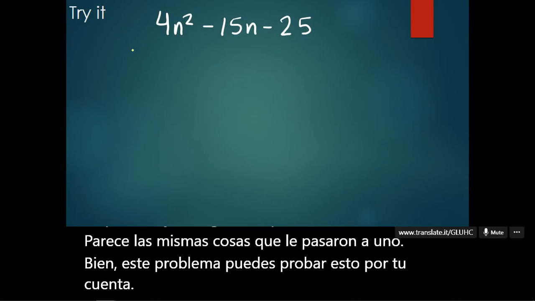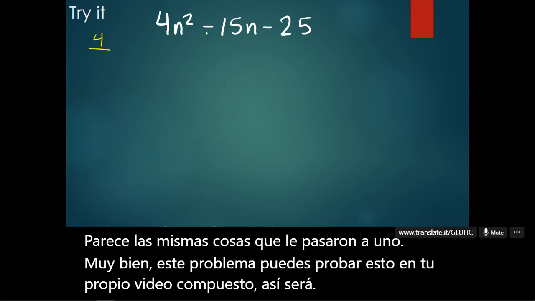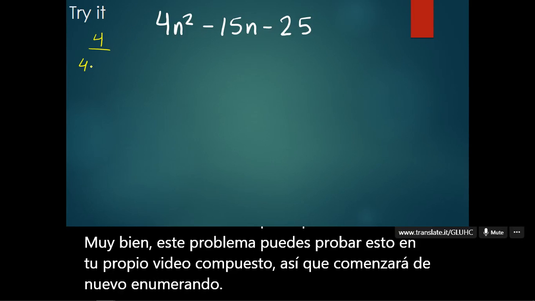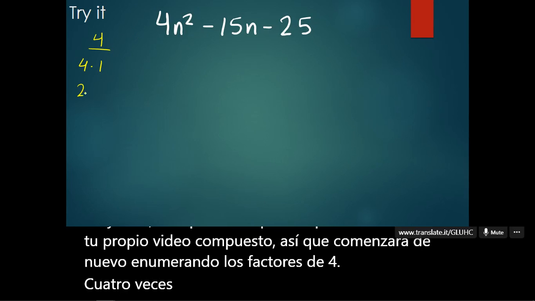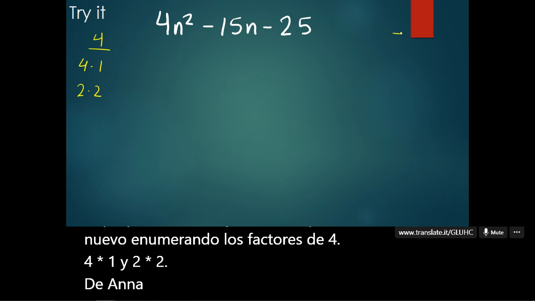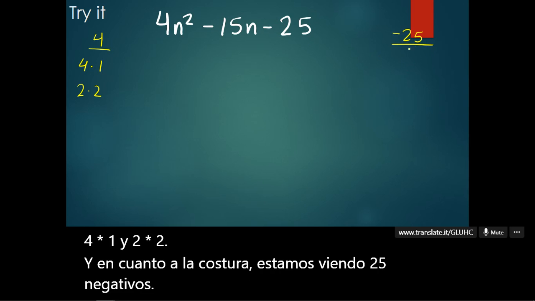So we'll begin again by listing out the factors of 4. 4 times 1 and 2 times 2. And as for the c, we are looking at negative 25. So scenarios here.